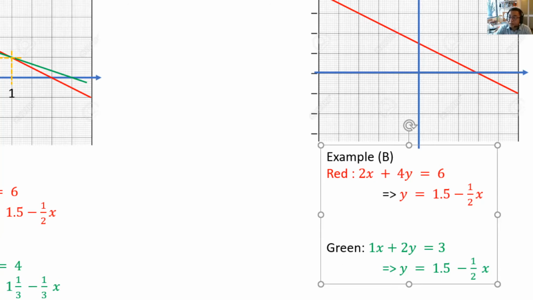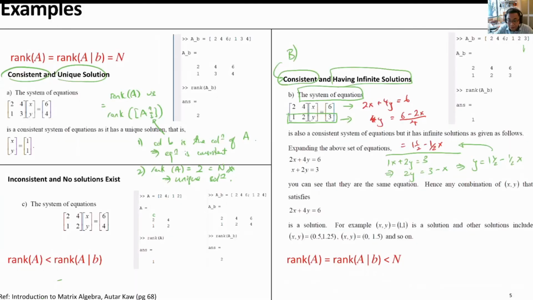It shows that the two equations are exactly the same. All values along this line satisfy this equation, and hence we have infinite solutions. As an example, you can substitute different values of x and y, and you would still get the correct value.